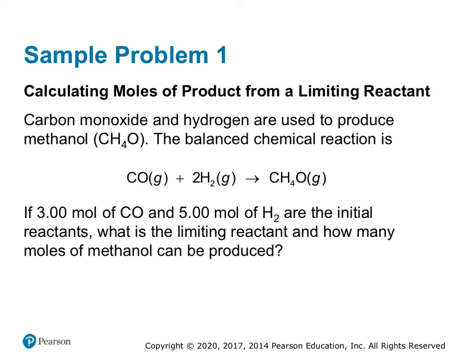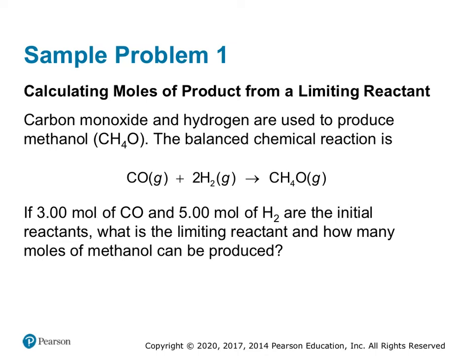So just like in the sandwich activity online that we did last week, here we have carbon monoxide and hydrogen used to produce methanol. And here's a balanced equation for that. It says here 3 moles of carbon monoxide and 5 moles of hydrogen are 2 reactants. What is the limiting reactant and how much methanol can be produced?